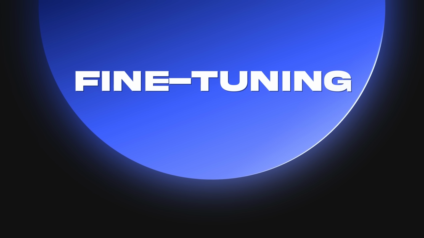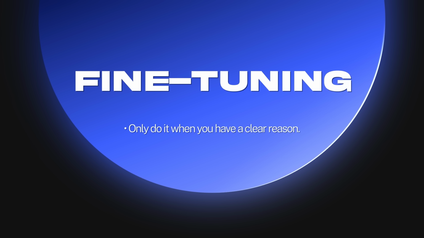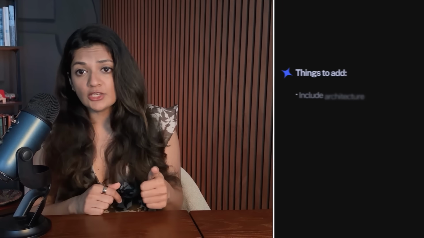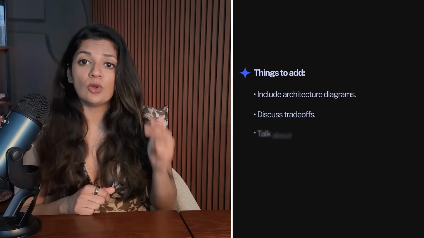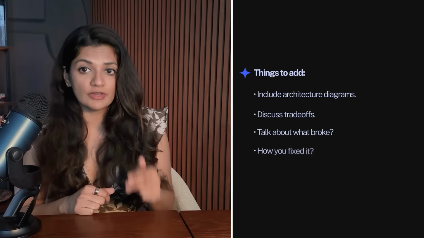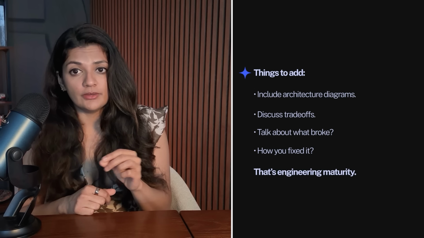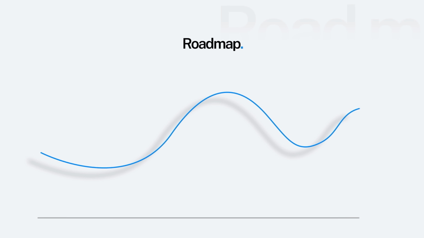Now, if you're thinking about fine-tuning, that comes very last. Only do it when you have a clear reason for it. Build one solid demo that shows measurable improvement, and your portfolio should have at least 2 to 3 production-grade projects. Include the architecture diagrams, discuss the trade-offs, and talk about what broke and how you fixed it. That is engineering maturity. I know this was a lot, so let me wrap this up.